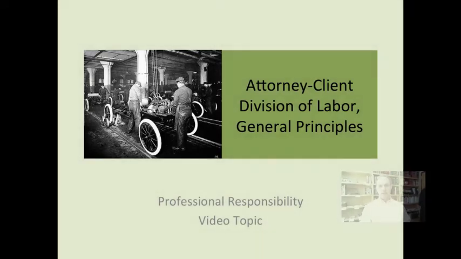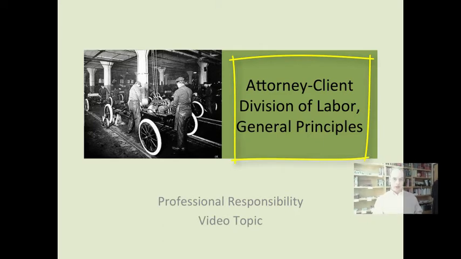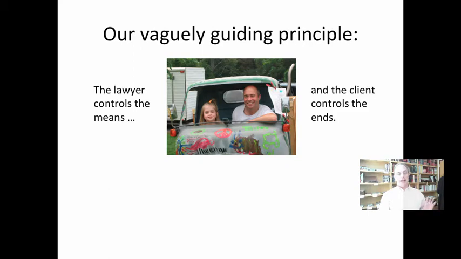In this video topic for professional responsibility, we'll talk about the division of labor between the attorney and the client, or the allocation of decision-making authority. Now we've got a general principle here, a bumper sticker perhaps, and we say that the lawyer controls the means, and the client controls the ends. Now it turns out that that slogan doesn't answer all the questions. It's sometimes going to be hard to decide whether to slot a particular decision into the means category or the ends category, but it is some general guidance, and we'll practice with the general approach.